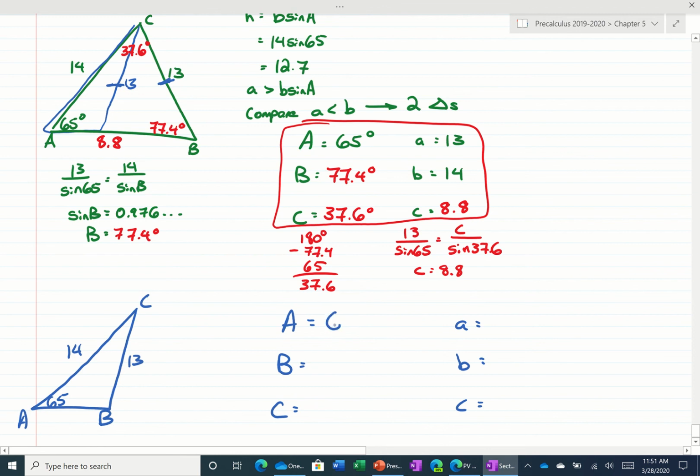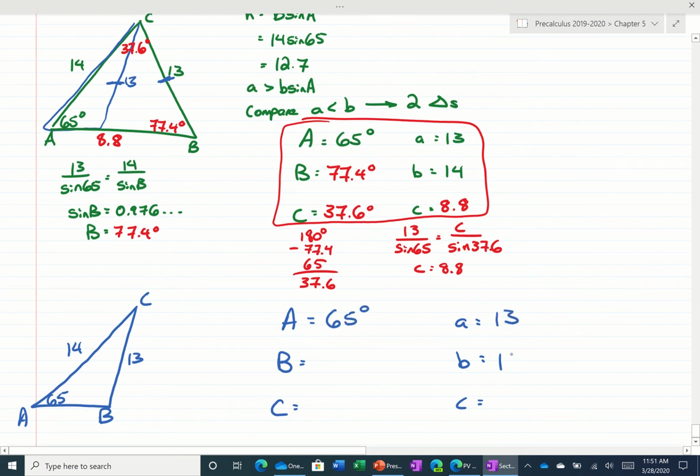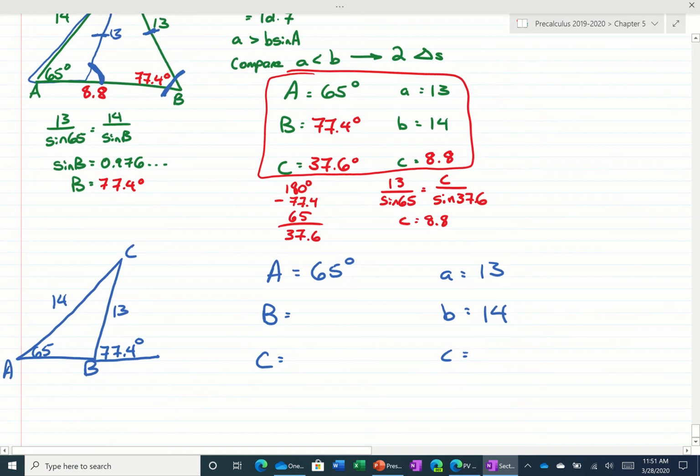I know that A is 65 degrees, side A is 13, side B is 14, and here's the trick. The way that you always get the second triangle is you take this angle that you figured out and you write it outside of the second triangle. All the angles in a straight line add up to be 180, so to get angle B, you're going to do 180 degrees minus 77.4. 180 minus 77.4 is 102.6 degrees.